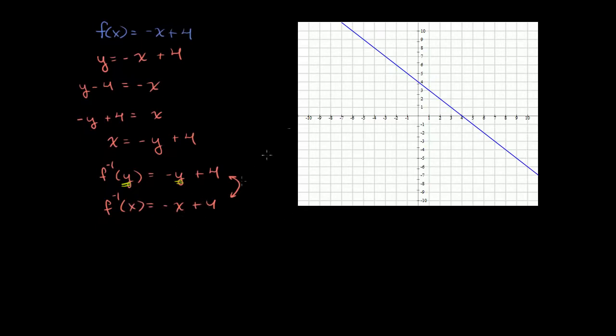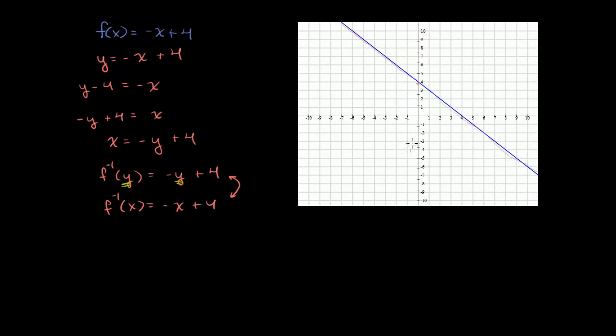It's negative x plus 4. It's the exact same function. If we have the y-intercept is 4, it's going to be the exact same thing. The function is its own inverse. So if we were to graph it, we would put it right on top of this. And so there's a couple of ways to think about it.